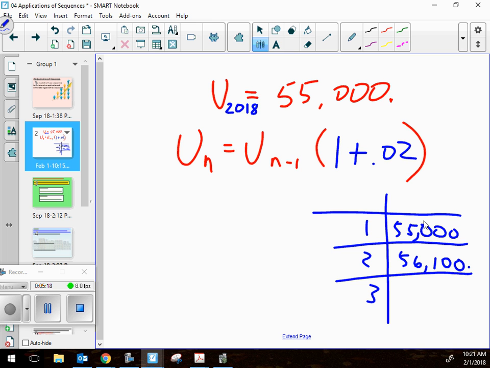Anyway, it would be nicer if it just had the year next to it instead of a 1, 2, and a 3. So if you start with this, it'll say 2018 on your table. It's really kind of cool. And then the next year, it'll know 2019. And see how it's easier to read then?